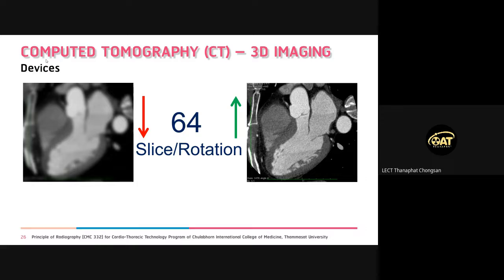That cannot be interpreted because of the heartbeat or the time. Okay, for a suitable image for cardiac imaging by CT scanner, we will use more than 64 slices per rotation.